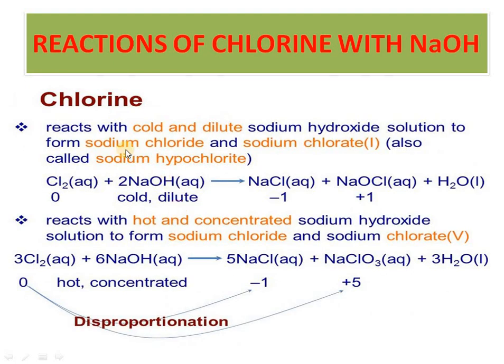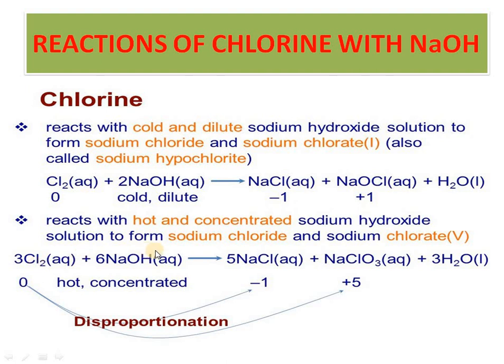See here, chlorine with NaOH. This reaction we covered: chlorine plus NaOH, hot and concentrated, gives rise to NaCl and water. You see this reaction, cold and dilute, also NaCl and water is there. What is the difference? The difference is NaClO3 and NaOCl. So here chlorine goes from 0 to -1, and the other product has oxygen -2 and sodium +1, so here it is +1 for chlorine. Chlorine we are talking of.